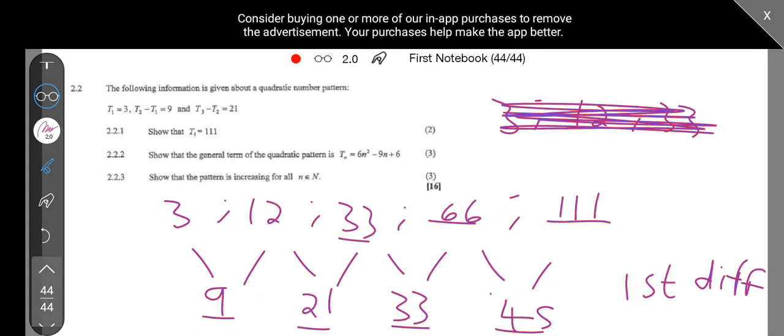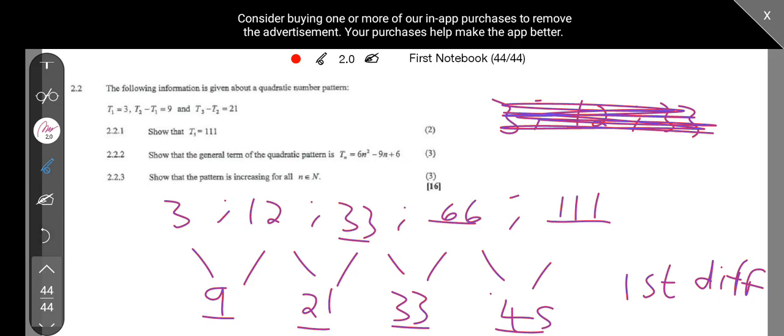Oh, they said show that. You see, we have showed it. Show that term number 5 is 111. We have showed it. There it is. I thought they said calculate term number 5, but there's no problem. We have showed it. So, show that the general term is given as this.